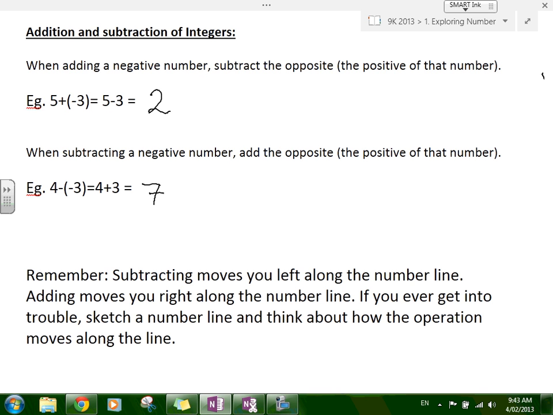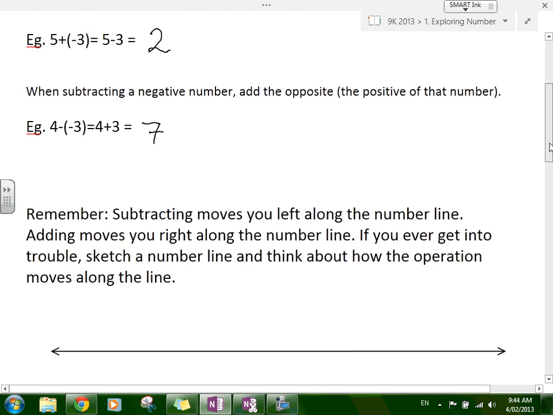But just remember, we can always use a number line. A number line is a very handy thing. If you're unsure about what's happening when you're doing addition and subtraction, a number line is always a great way to make sure you're thinking about it clearly. When you're subtracting something, when you're minusing, you're moving left along the number line. I'm just going to move down a touch. They'll still be at the top, don't worry. I'm just getting a number line. You can see this number line at the bottom.